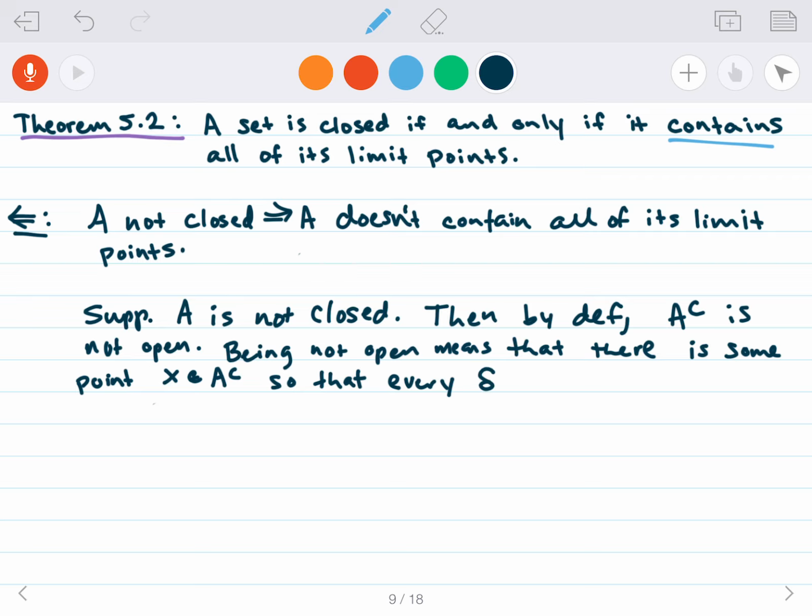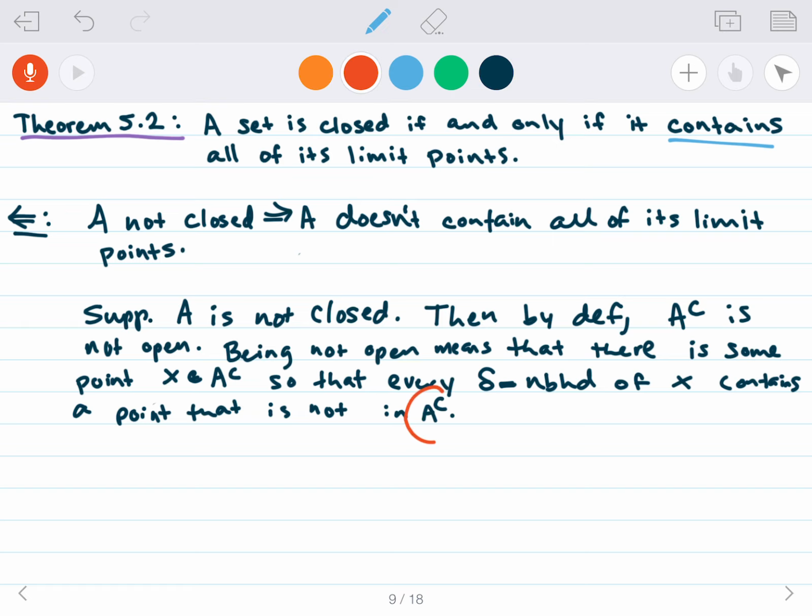Oh, I keep saying epsilon. I hope you guys will forgive me. I meant delta. I'm sorry. It's just habit, I guess. Okay, so every delta neighborhood of x contains a point that's not in the set.